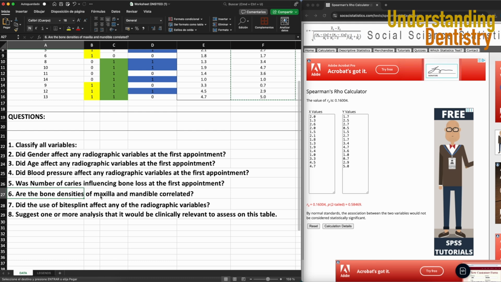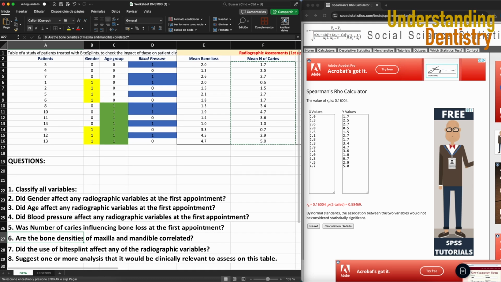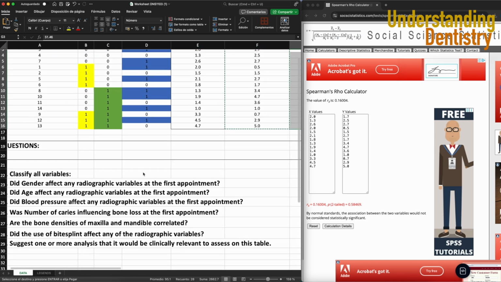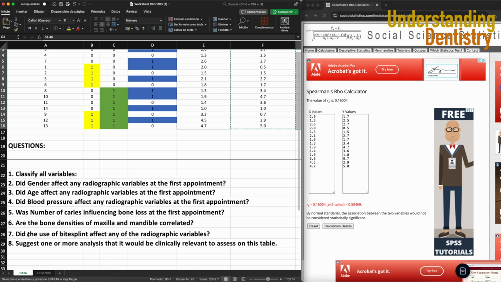So are bone densities of maxilla and mandible correlated? Well, we just select those two columns. We do normality first, and then we choose Pearson or Spearman test. So it's basically the same. All right, so you can answer this question as well.